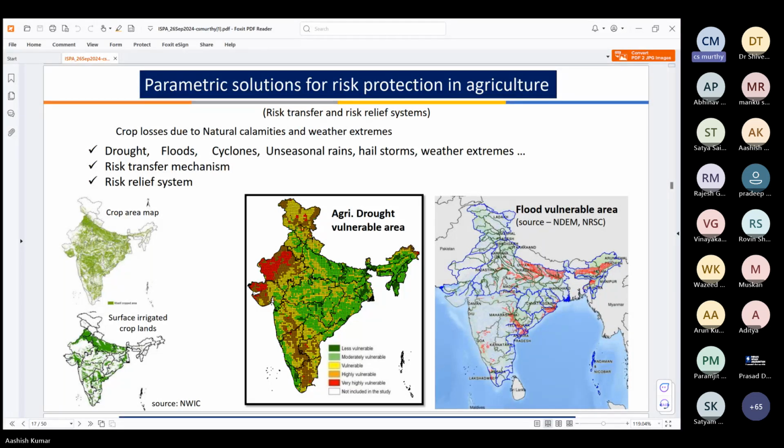So parametric solutions for risk management in agriculture, a lot of debates are going on about this. And even in the disasters covered by NDMA, like floods, cyclones, forest fires and lightning, here also NDMA is interested in developing some kind of parametric solutions and rolling them out for the benefit of the affected people. Next, please.